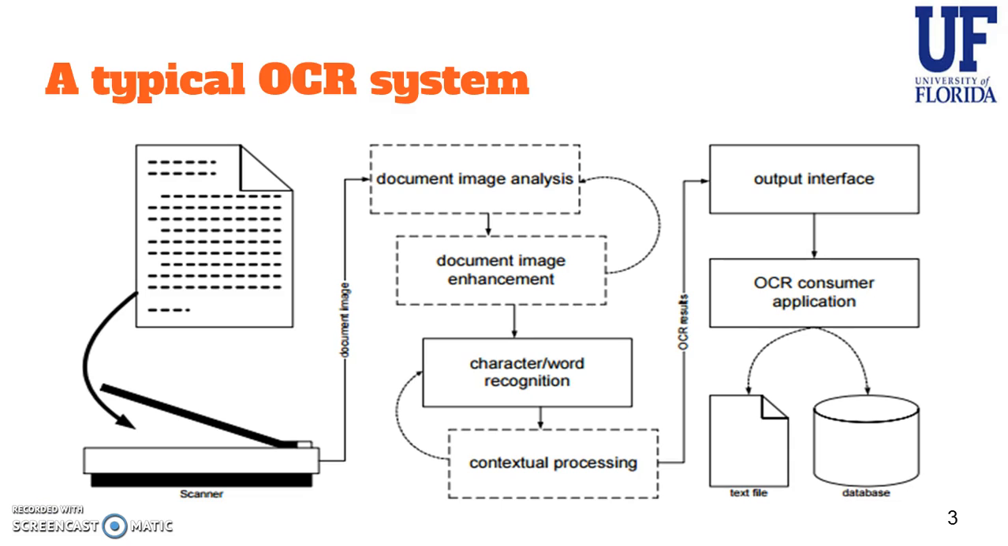The input document is fed into a scanner so as to get the document image. The image undergoes the process of analysis and enhancement if need be. Depending on the algorithm used, characters or words are then recognized. A stage of contextual processing could be the next step, and it could then again be followed by recognition of characters or words. These OCR results are then fed into an output interface to be used by the users via a consumer application. The solution can also be stored in a database or a text file.